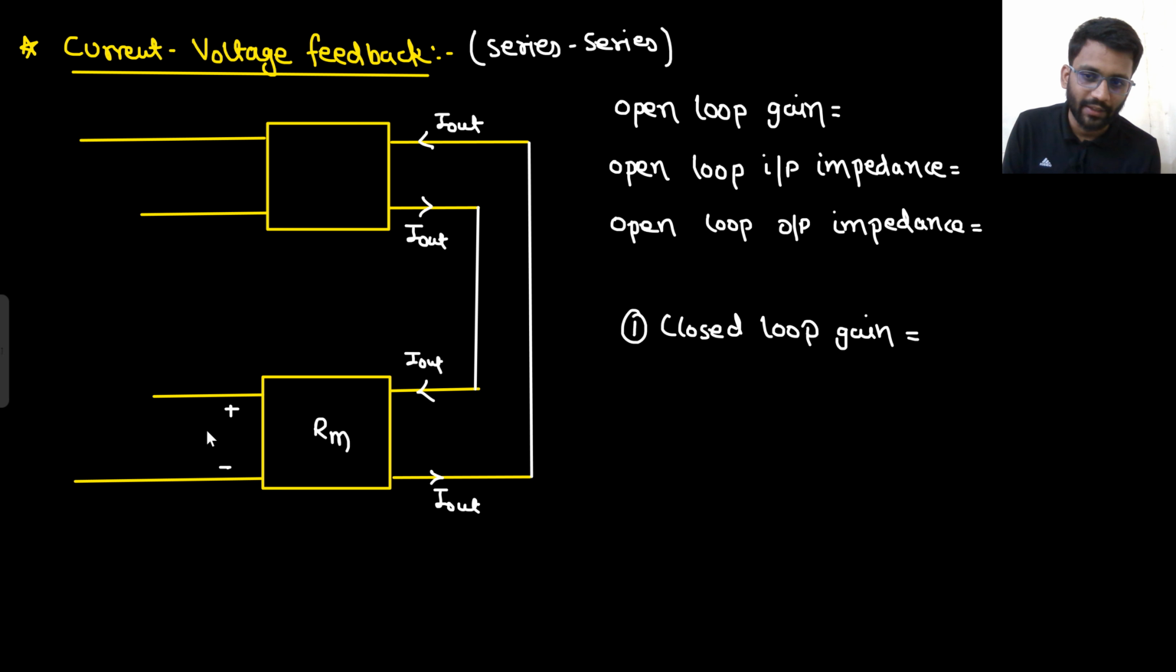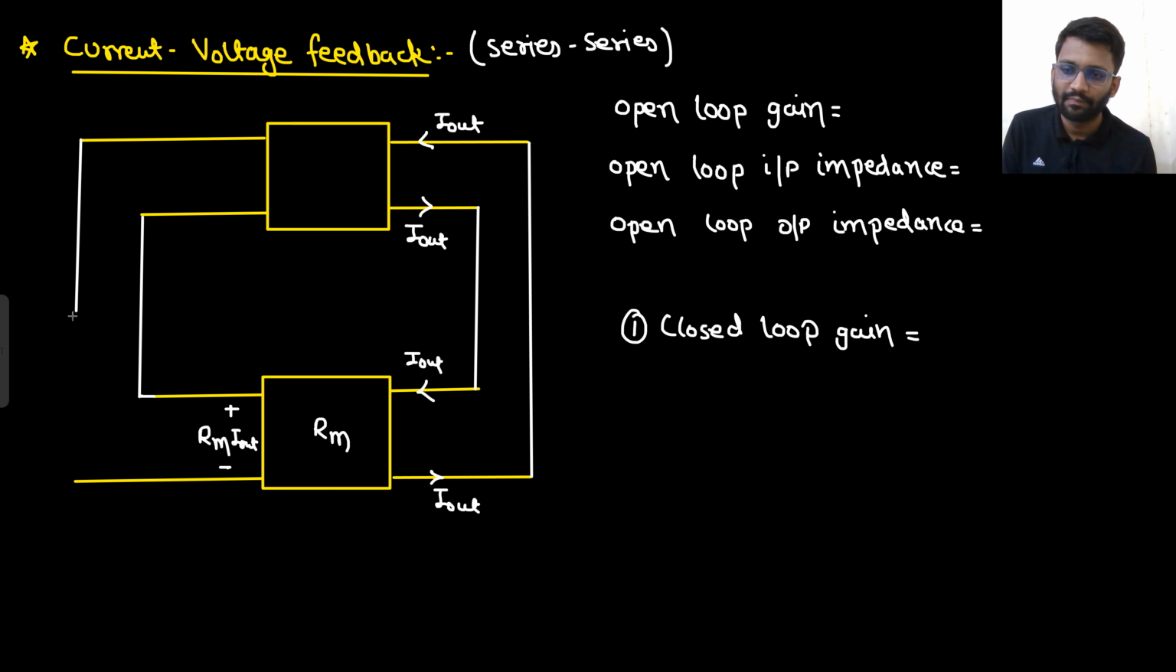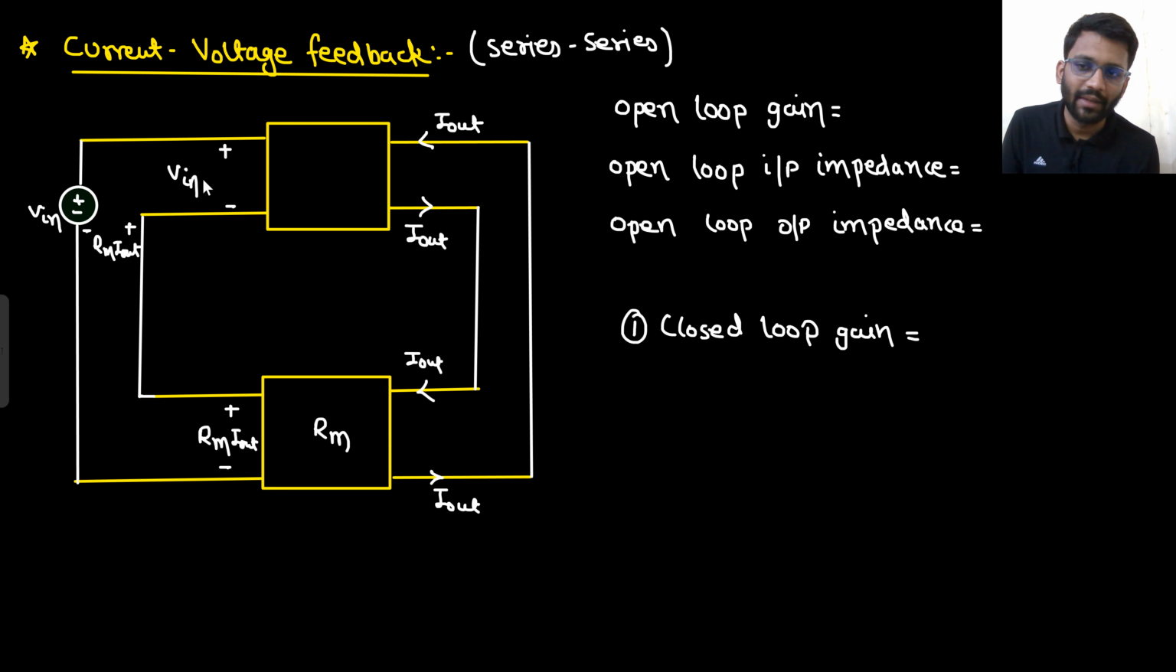So here you will get the voltage, and that voltage is RM into I out, and then there will be a parallel connection. Or better, I should make the voltage source here only. This is our voltage source V in. Output current is converted into voltage. Now what will be this? This will be RM into I out. What will be this potential? This potential will be V in minus RM into I out. Say yes or no? V in minus RM into I out.